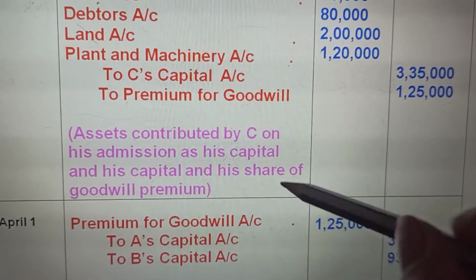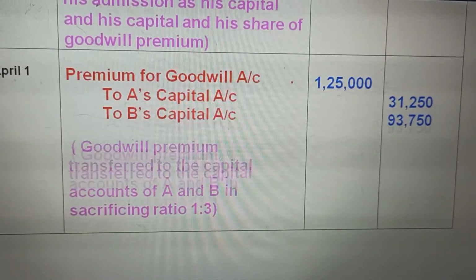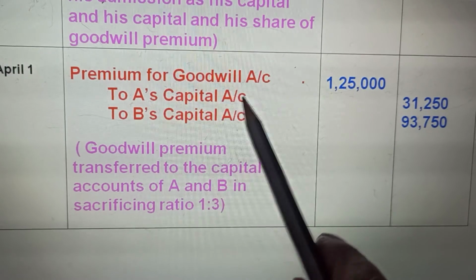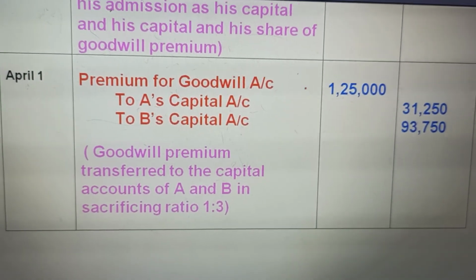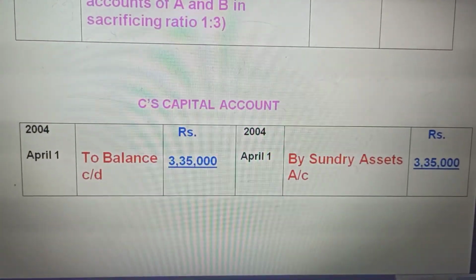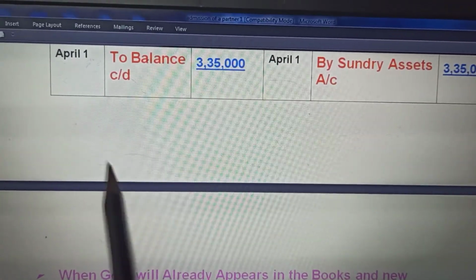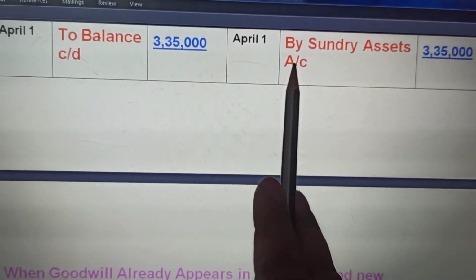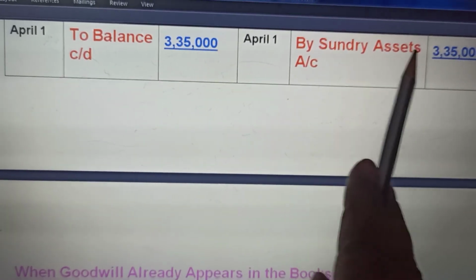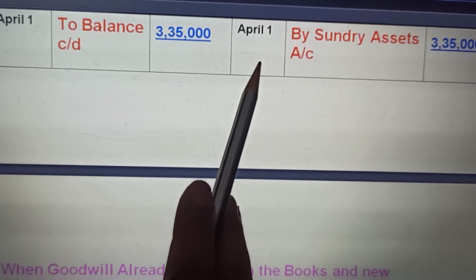All the assets will be debited. Premium for goodwill is transferred to the capital account. Premium for goodwill, when the premium is brought in cash or kind, is distributed to the old partners in sacrifice ratio. It is done. Then the next new thing here is preparation of the capital account. Capital account, liability account, to balance; we start with the total of sundry assets, nothing else. To balance carried down is equal to the sundry assets. 3,35,000 is the balance carried down and the treatment is done. Clear?